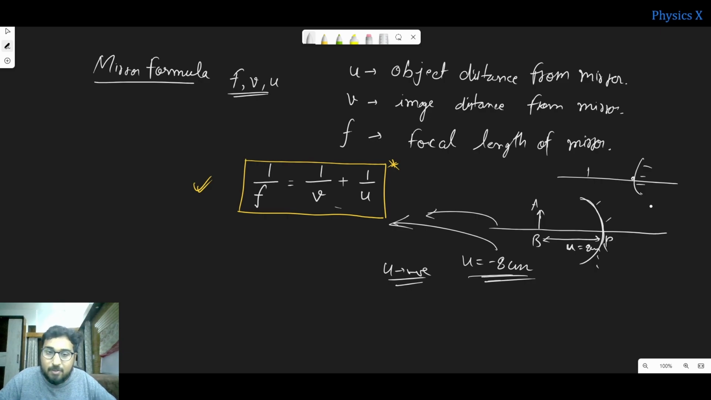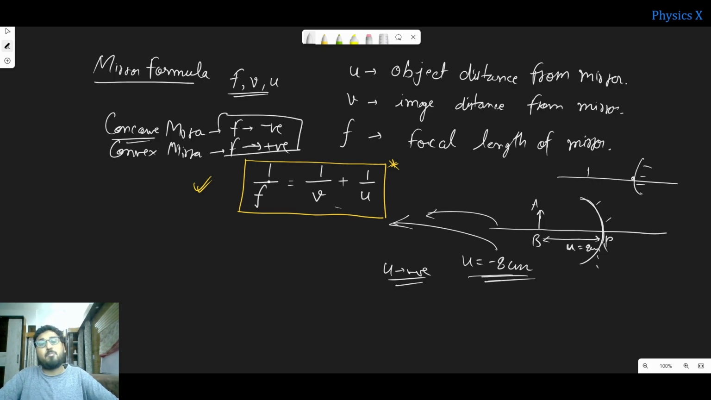Generally it will be negative. And again I am specifying this: in a concave mirror you will get the focal length as negative. In a convex mirror you will see the focal length as positive. With proper sign convention, you will get the focal length. Suppose u is given and v is also given, and then you find the focal length. With proper sign convention you will be getting the answers.